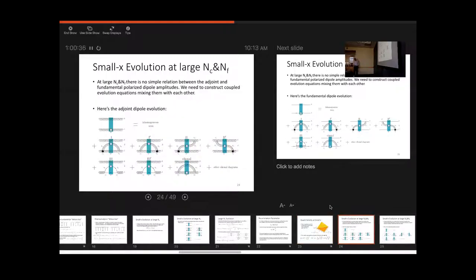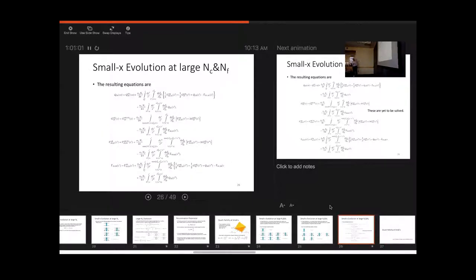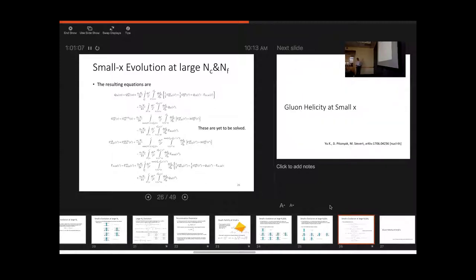Okay, as I promised in the beginning, just a few words: one can also take the large N_c and N_f limit where quark loops would survive, and N_f is the number of flavors. So you also have these two new diagrams in the evolution, say, of a gluon dipole, where you emit this soft quark, which carries the information about polarization, and you have to write a separate equation for that fundamental dipole. Then the equations get somewhat more complicated, but nonetheless, it's a closed system of equations which one can solve.